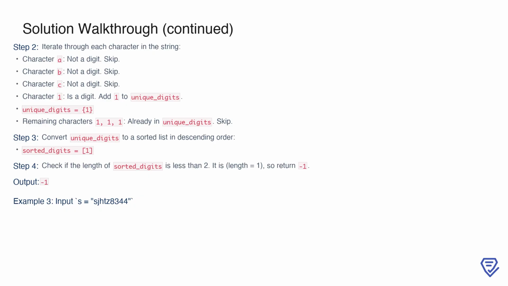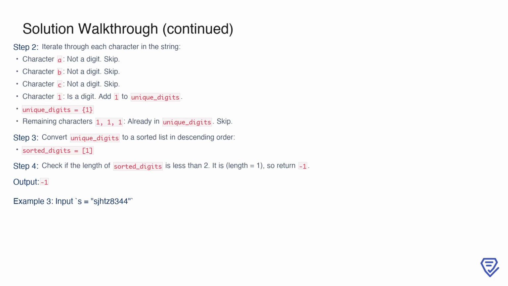At this point, the unique_digits set contains only 1 digit, 1. The next step is to convert this set into a sorted list in descending order, which results in [1]. However, when we check the length of this list, we see it contains only 1 element.